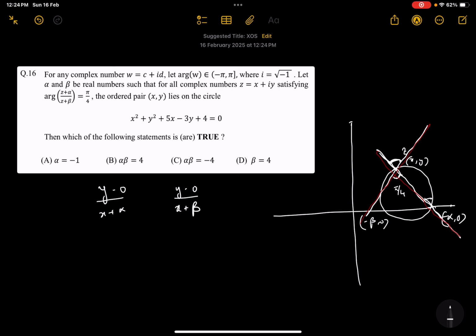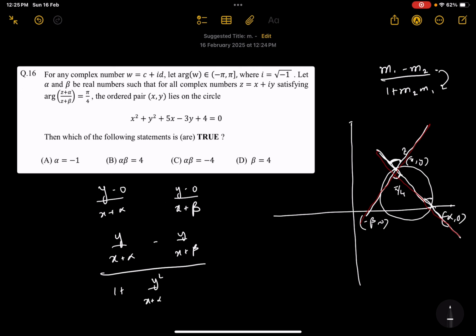so for that we have m1, m2, the angle between two lines with slope m1 m2 is given by this. So this is m1, this is m2 here. So we get y upon x plus alpha minus y upon x plus beta upon 1 plus y square upon x plus alpha x plus beta is 1. What I am trying to do is I am trying to find the locus of x comma y, and x comma y was the original complex number z given in the question.